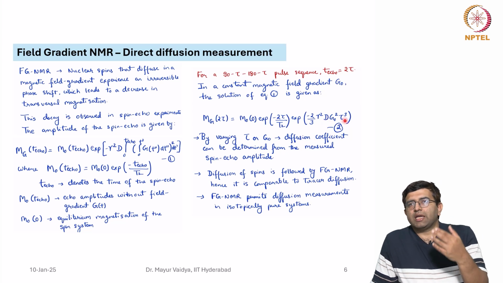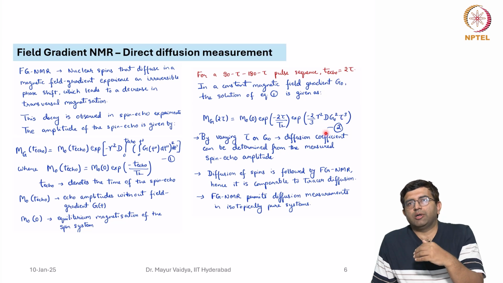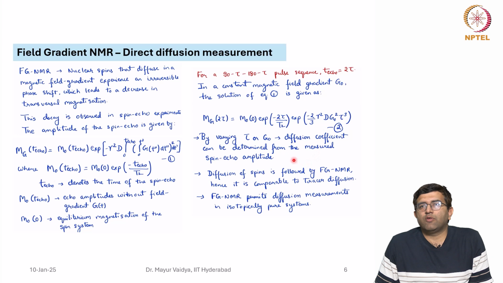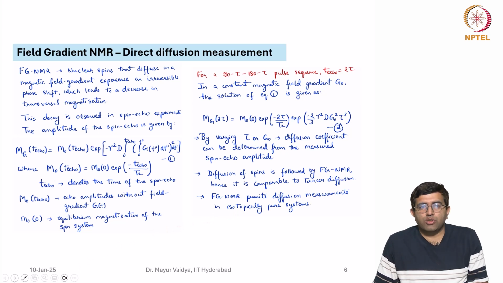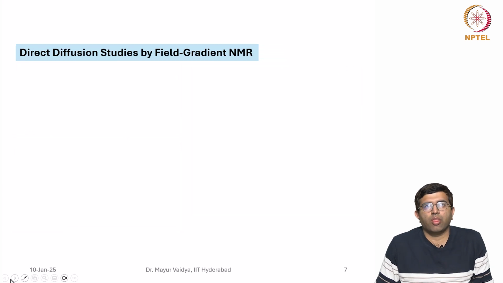Or the other option is I can try to vary the G naught and again obtain Mg for several G naught, and that will also help me get the value of the diffusion coefficient. So, this diffusion of spins is followed by FG-NMR, and hence it is comparable to the tracer diffusion, and these FG-NMR experiments permit the diffusion measurements in isotopically pure systems. That is where it is in contrast to the tracer diffusion. For tracer diffusion, you require certain radioactive isotopes.